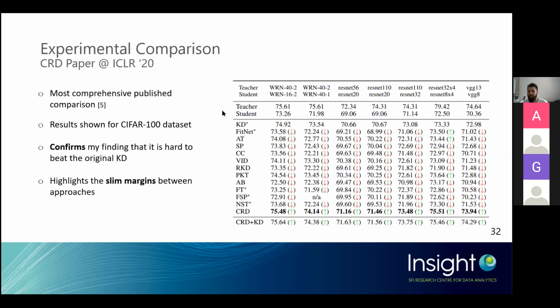It also highlights the slim margins overall between these approaches. Even though a lot of them are very different in the way they work, 2 to 3% is all the improvement you'll get on a task like this, which is image classification on CIFAR-100.